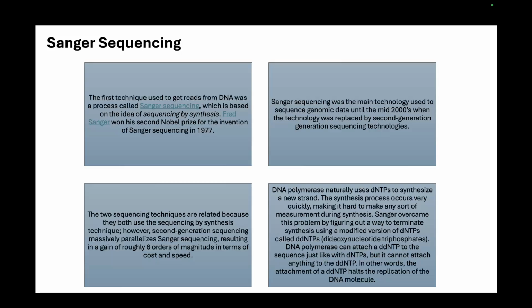The process occurs very quickly, which makes it very hard to make any sort of measurement during synthesis. That is the issue. If you are trying to sequence by synthesis, the primary problem is that it will sequence one after another, and you will not know what is getting sequenced. So Sanger overcame this problem by figuring out a way to terminate the synthesis.